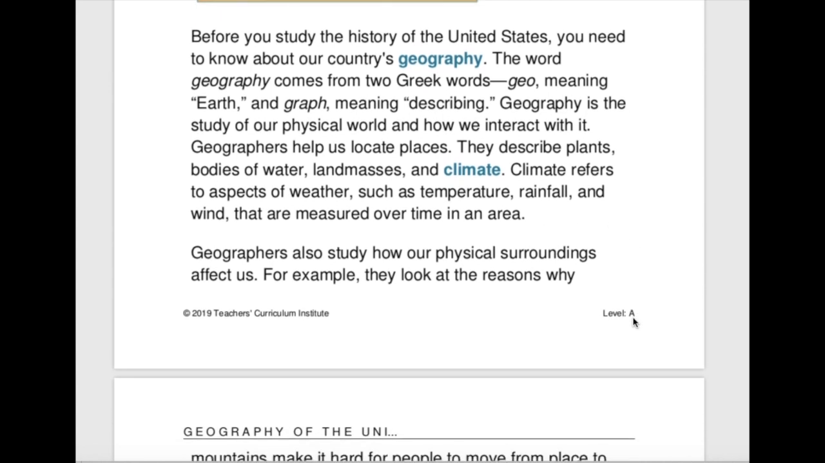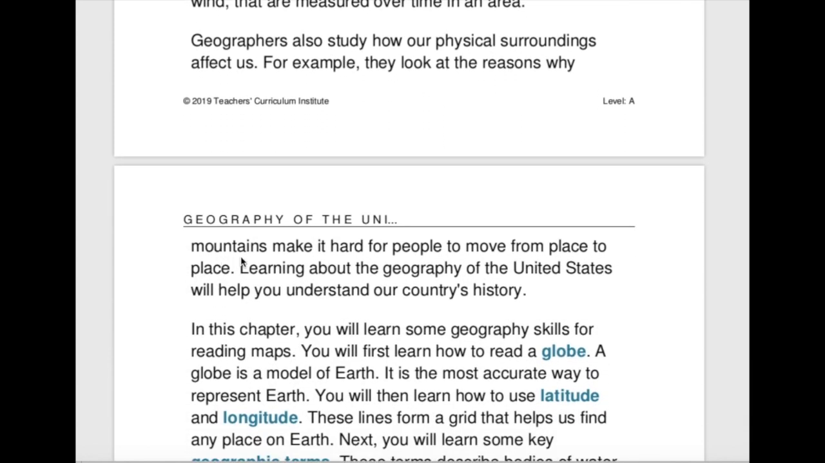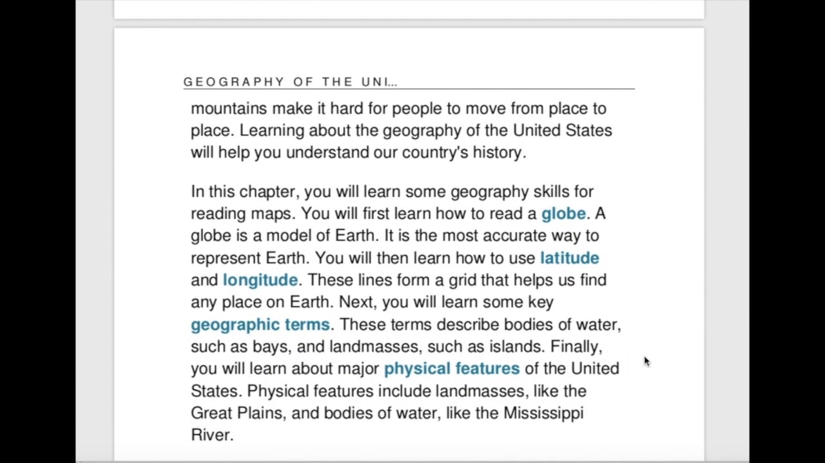Geographers also study how our physical surroundings affect us. For example, they look at the reasons why mountains make it hard for people to move from place to place. Learning about the geography of the United States will help you understand our country's history. In this chapter, you will learn some geography skills for reading maps. You will first learn how to read a globe. A globe is a model of Earth. It is the most accurate way to represent Earth.